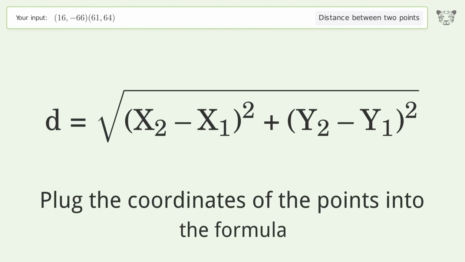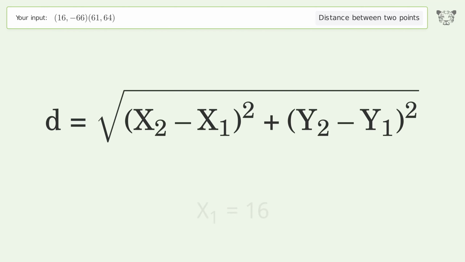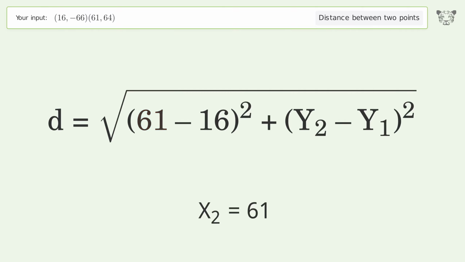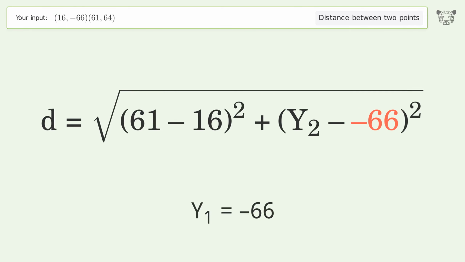Plug the coordinates of the points into the formula. x1 equals 16. x2 equals 61. y1 equals negative 66. y2 equals 64.